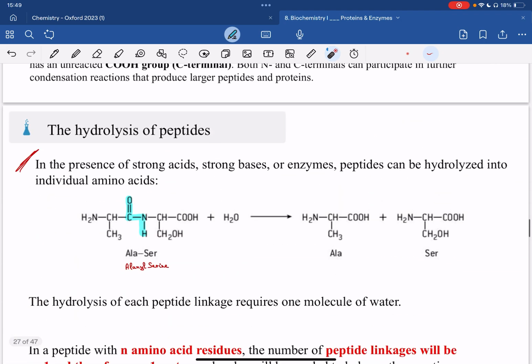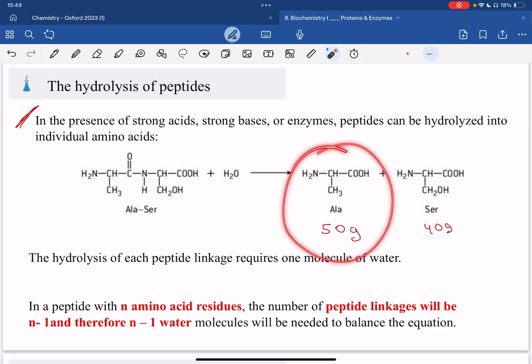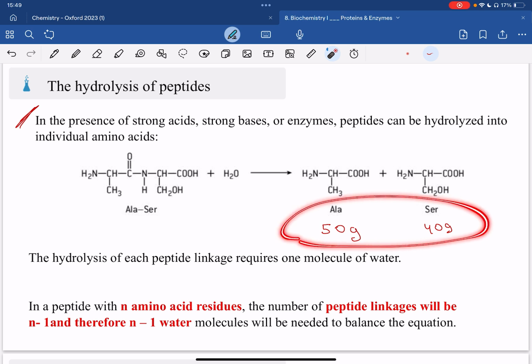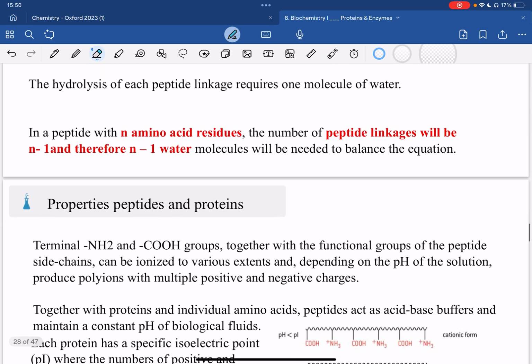Also, before talking about the structure of proteins, you have to know about the hydrolysis or condensation reaction. For example, if it is 50 and 40 grams, these are just arbitrary numbers, not molar masses. The products are 90, so the reactants will be 90 grams, and if 18 is the molar mass of water, it will be 72.